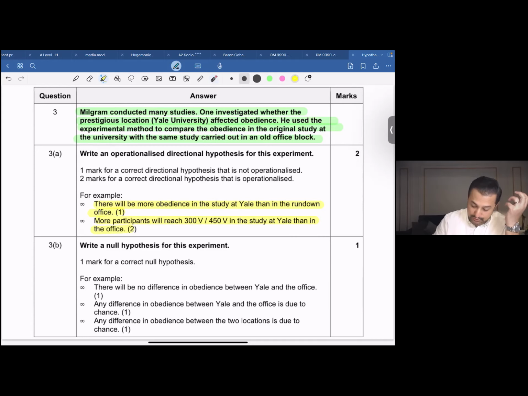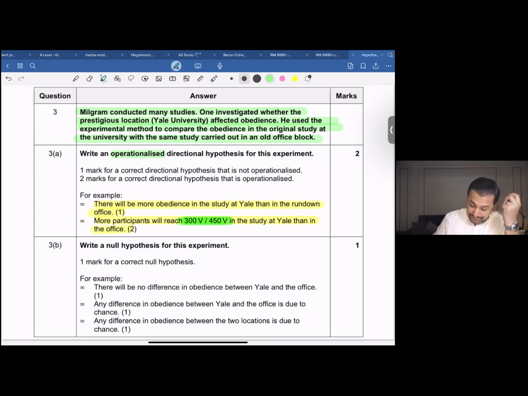Now, in the first one, the student would receive 1 mark. In the second one, 2 marks. Do you know the difference? The difference is in terms of operationalization. The examiner asked you to write an operationalized directional hypothesis. This is when you've operationalized it. Know this, understand this, and try not making the mistakes that you have made in the past.